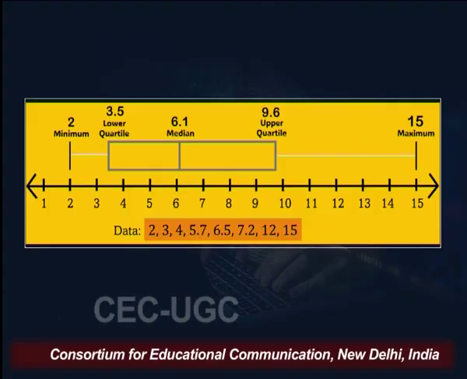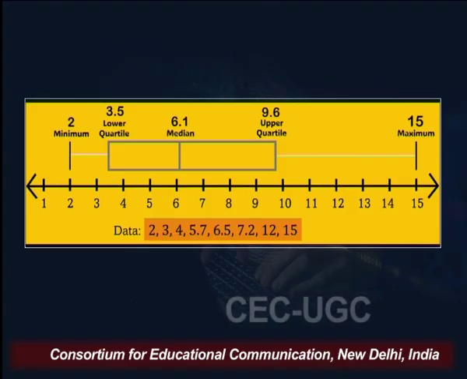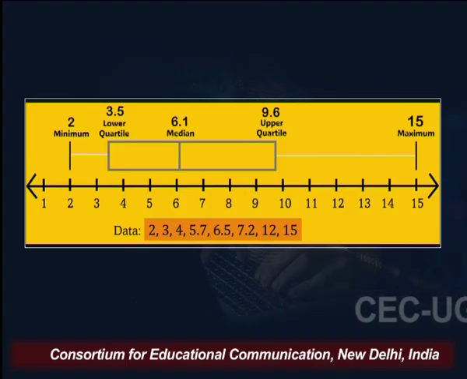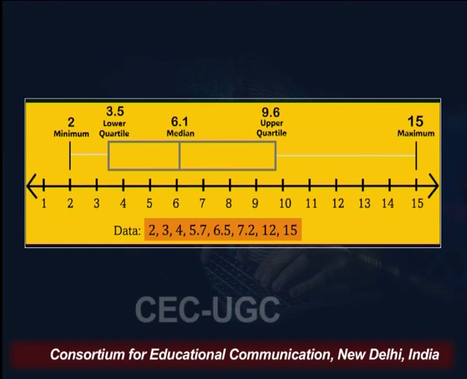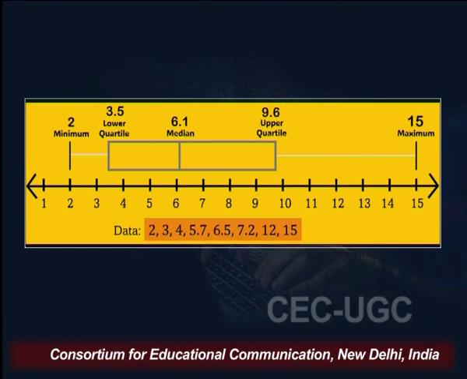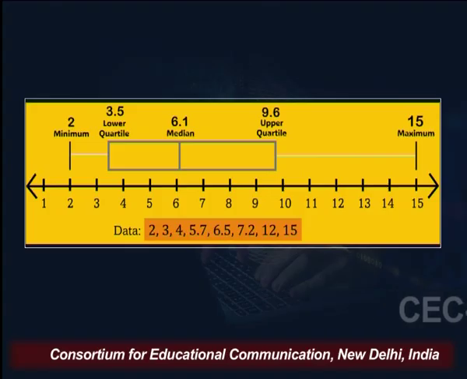As shown on the screen, there is a number line. So you would see there is a box from around 3.75 all the way to 9.6, and there is a line in between. The values vary from 2 to 15. In this particular example, the minimum value is 2 and the maximum value is 15, which is shown by the whiskers. There is a box.